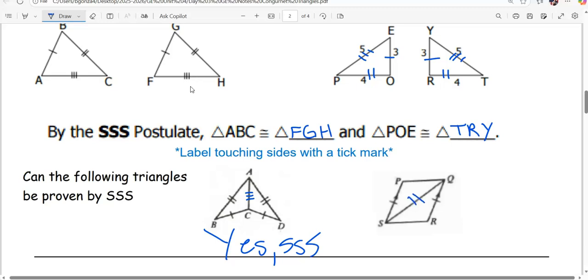Right here. Tick, tick. Touching, tick mark, right? So because they're touching. Now here's the question. Is it side, side, side? What do y'all think?